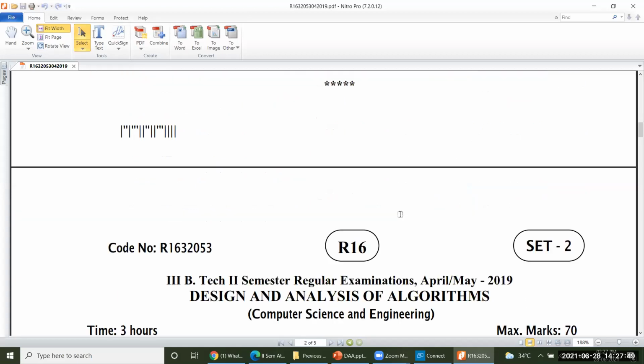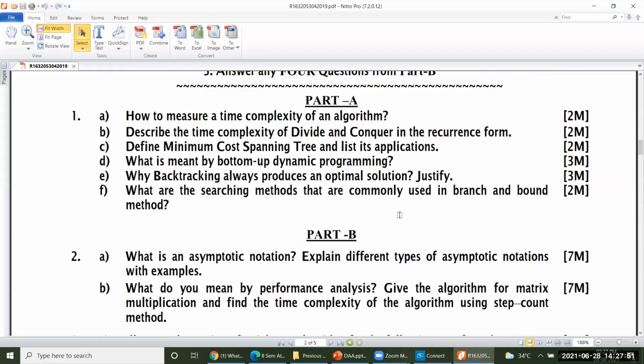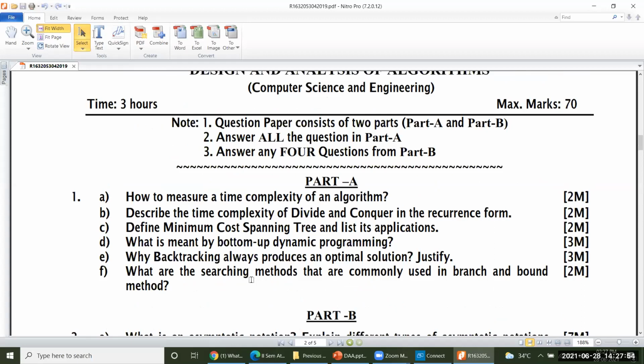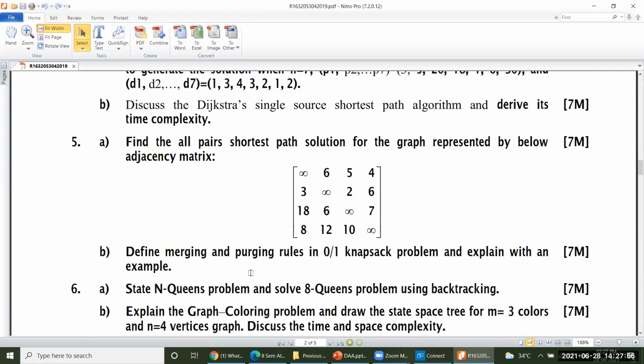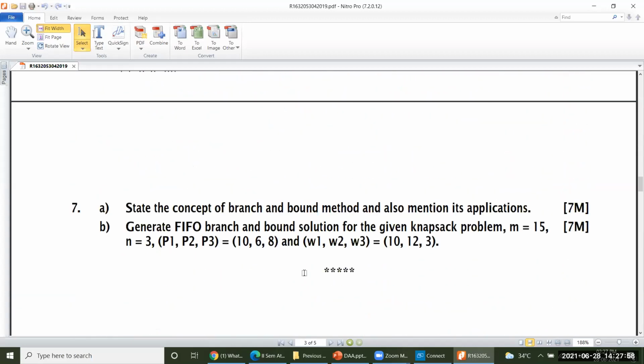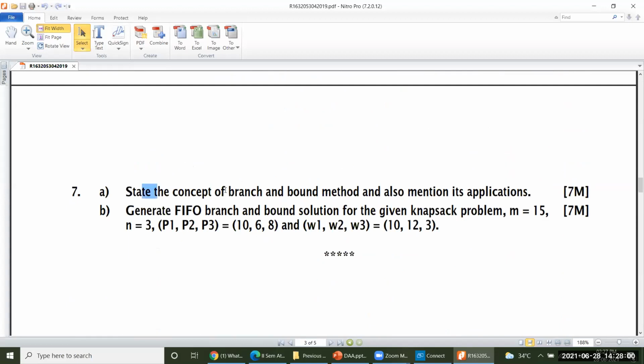Okay, then you can see the second thing, this paper is April 2019. Very nice. You can see: State the concept of branch and bound and also mention its applications.